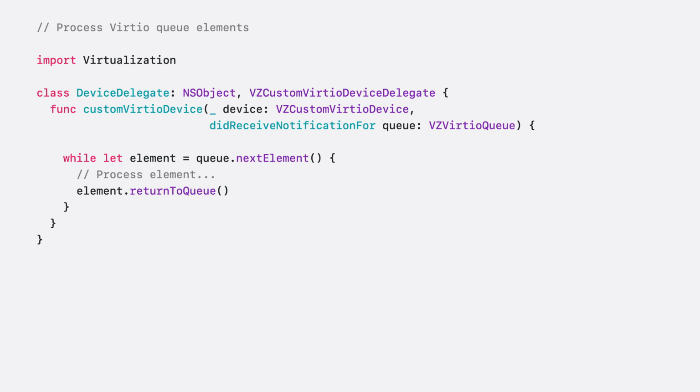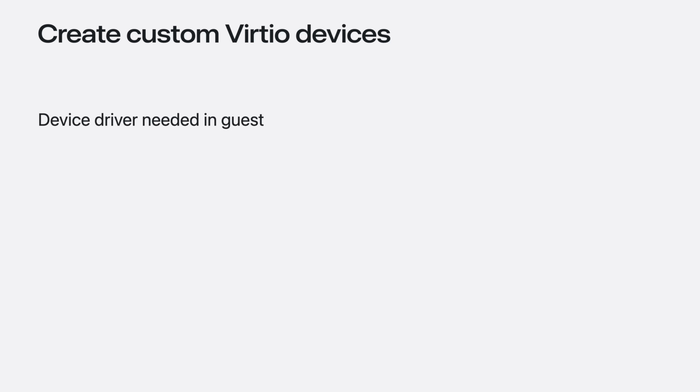There are several functions in the VZCustomVirtioDeviceDelegate protocol that can be used to monitor the device's lifecycle and interact with the device. The didReceiveNotification function is where you implement logic to dequeue elements from your device's queue, process those elements, and then return them to the queue. Remember that custom devices require custom drivers to allow the guest to use your device. VirtIO queues are designed to provide efficient communication between the guest and the host. Make sure to follow best practices when designing your guest driver to make optimal use of VirtIO queues.